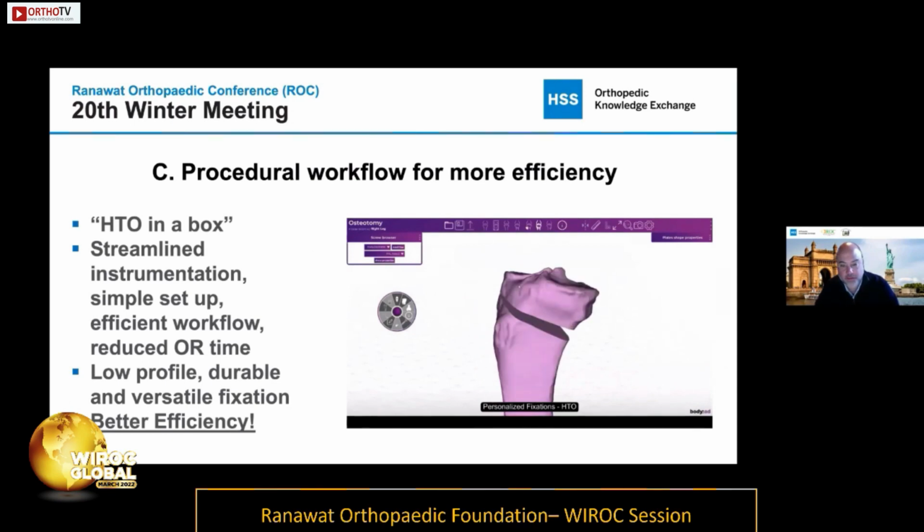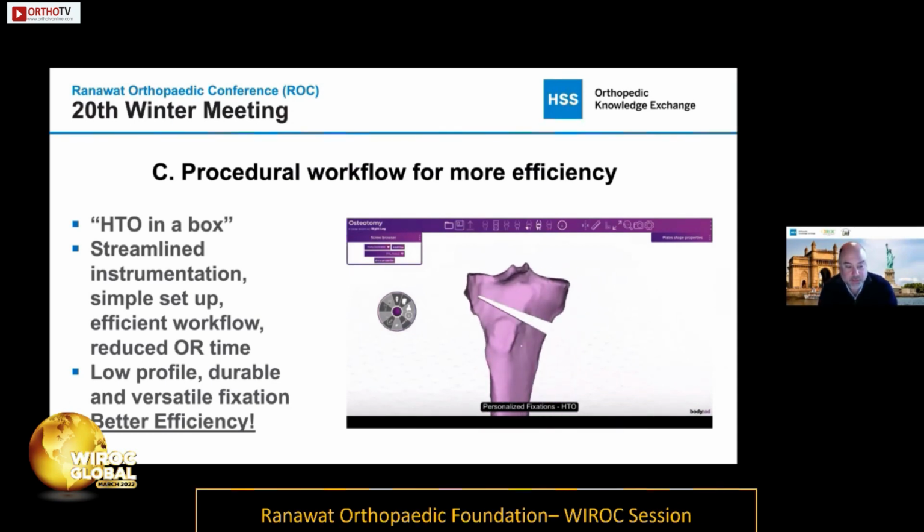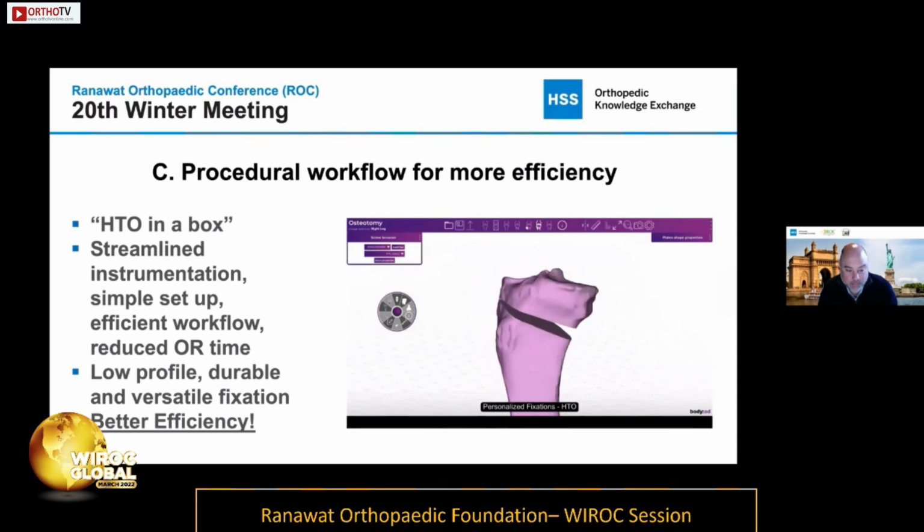So I always call this a high tibial osteotomy or DFO, or osteotomy in a box. It's really streamlined, and it gives you a very efficient workflow. When I was a resident, an osteotomy was a big deal operation with a lot of x-ray and a lot of paper. Now it's with a computer and a PSI guide.